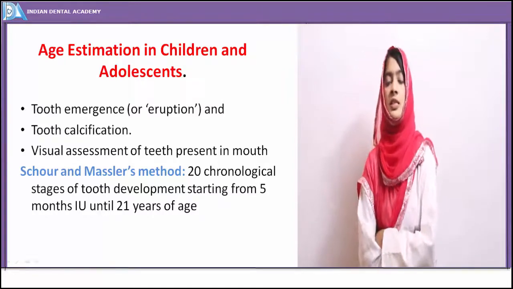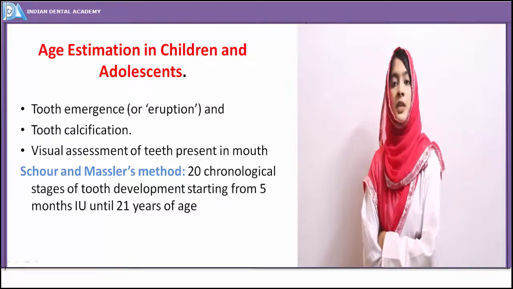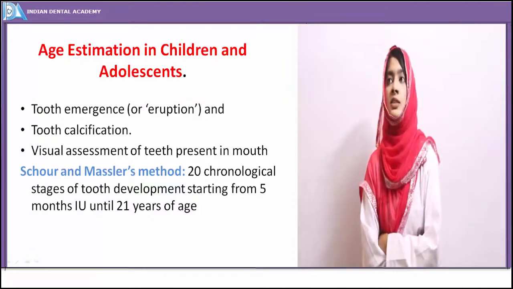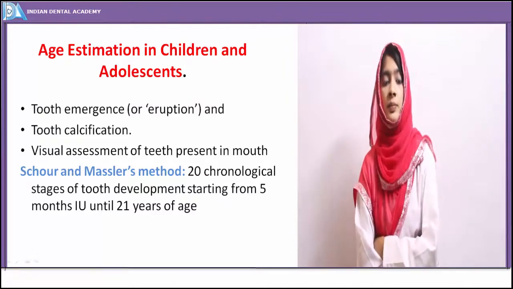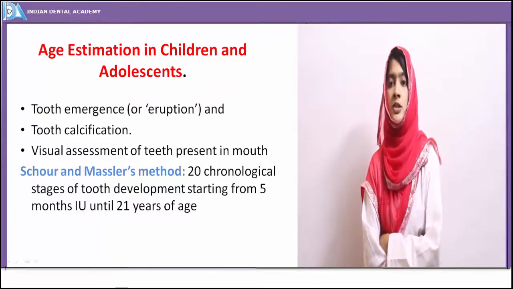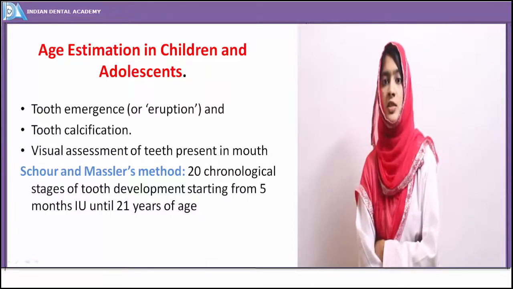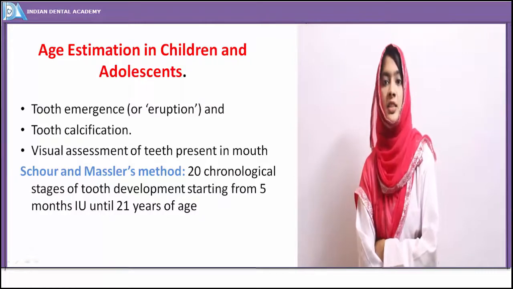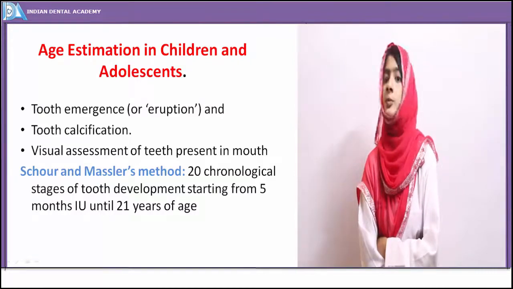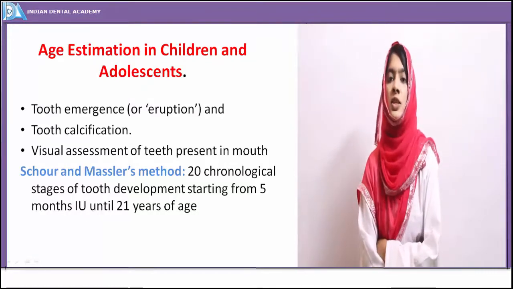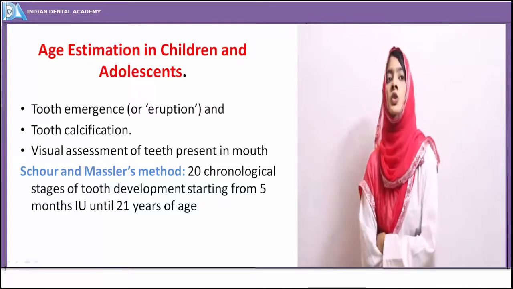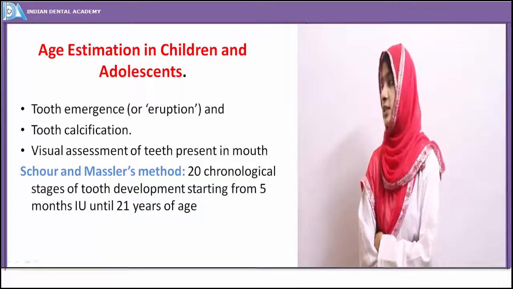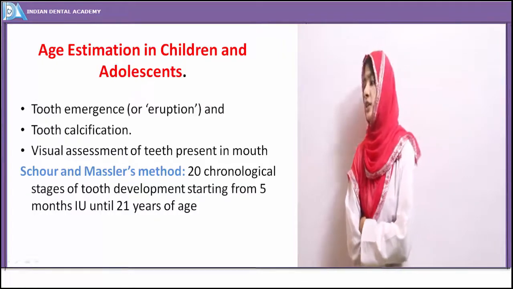The number of teeth present in the mouth are seen, the erupted teeth are counted, and that gives us the level, because we know tooth eruption happens in a very tedious process. Few of the teeth show characteristic appearance in few years only, like the premolars begin to erupt only at about 11 to 12 years of age. So that is characteristic of the particular tooth. So the visual assessment helps us in identifying age in case of children and adolescents.